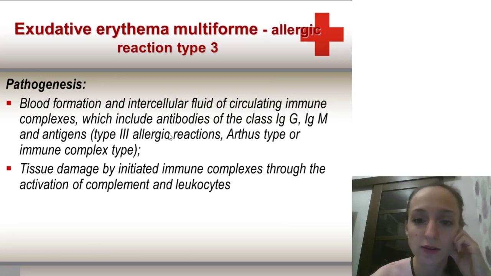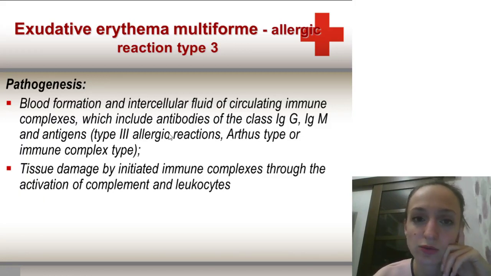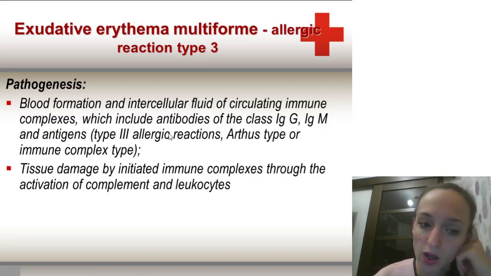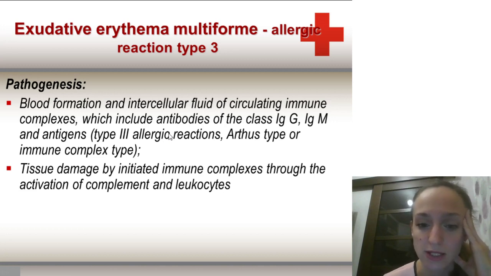Then exudative erythema multiforme, it is allergic reaction type 3. Pathogenesis: in blood and intercellular fluid, circulating immune complexes are formed, which include antibodies of the class of immunoglobulins G and M, and antigens of type 3 allergic reaction. Next one, tissue damage by immune complexes through the activation of complement and leukocytes.